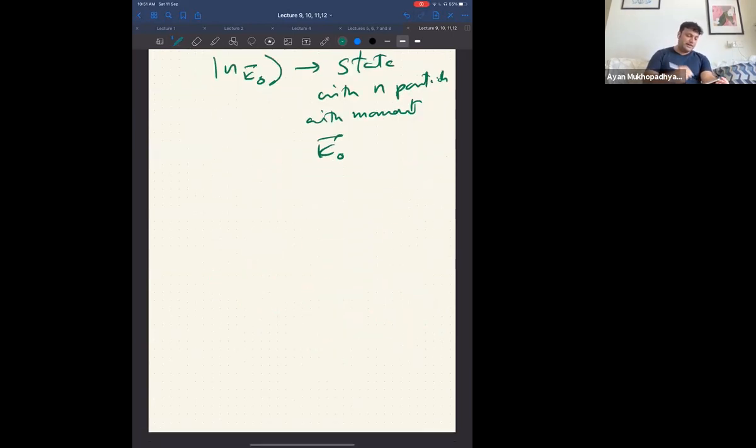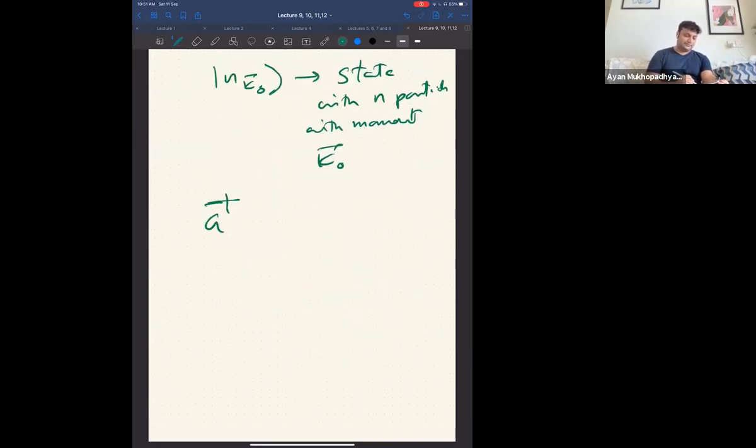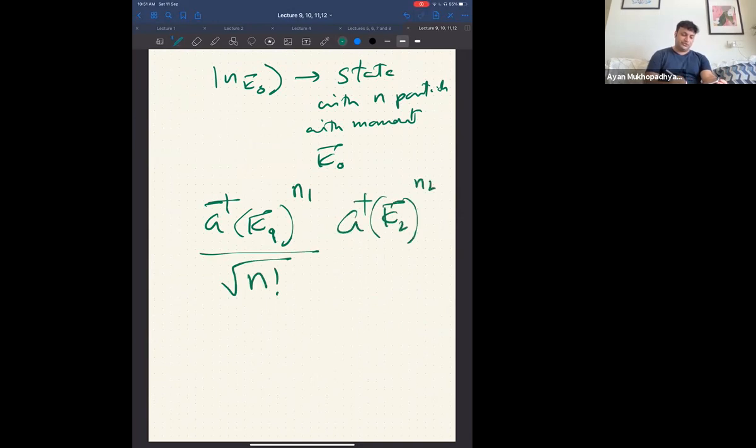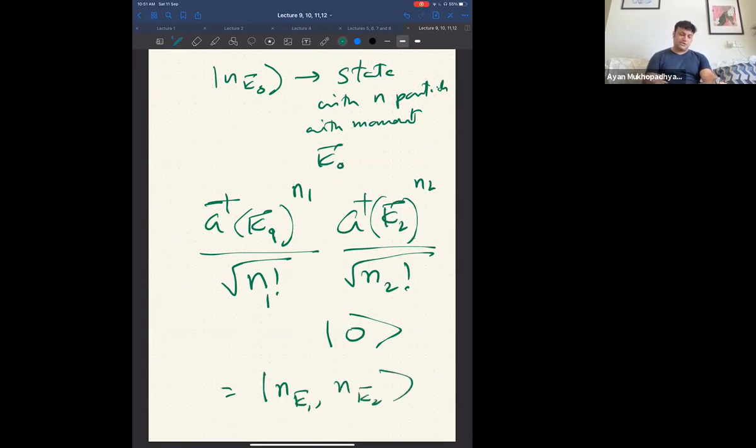Okay, but we can also build some other state, like say a dagger k1 to the power n1 over the square root of n1 factorial, a dagger k2 to the power n2 over the square root of n2 factorial, acting on the vacuum. You can easily do the algebra again. What is going to be the energy of this state? And I call this n_k1, n_k2. Because the a daggers all commute with each other, it doesn't matter which order I write this.